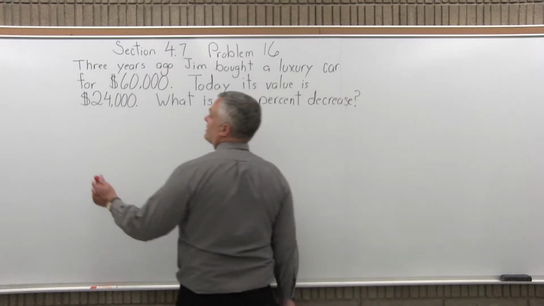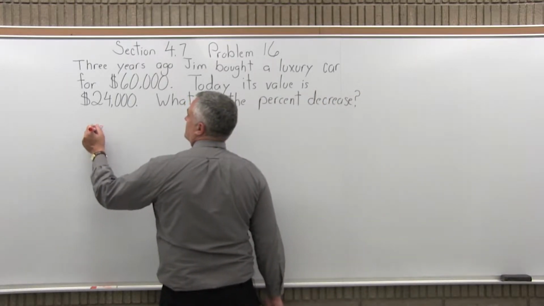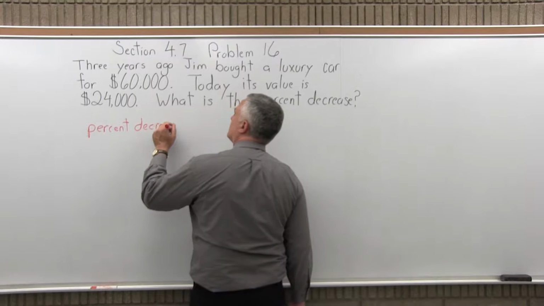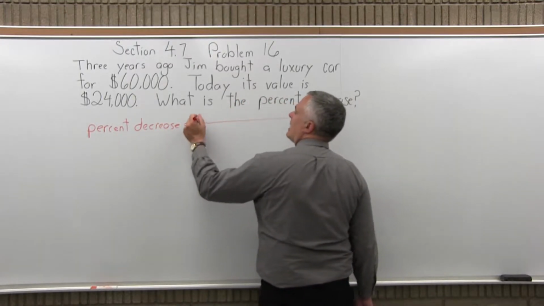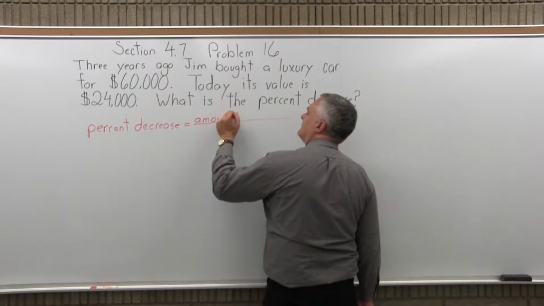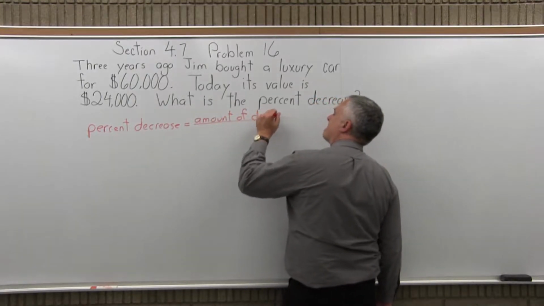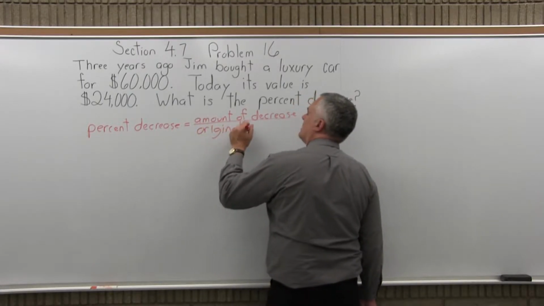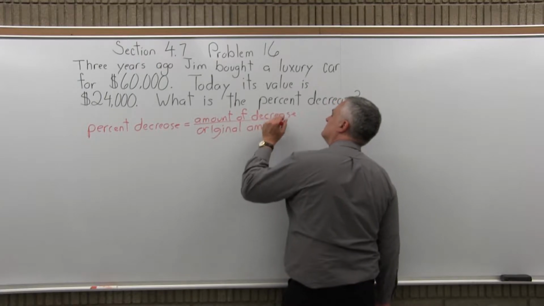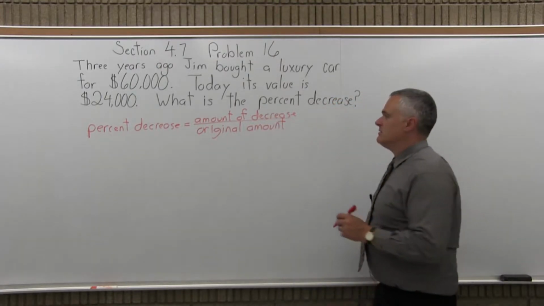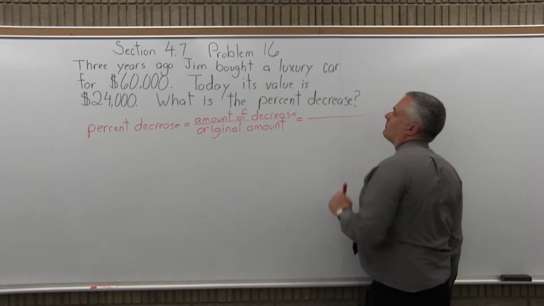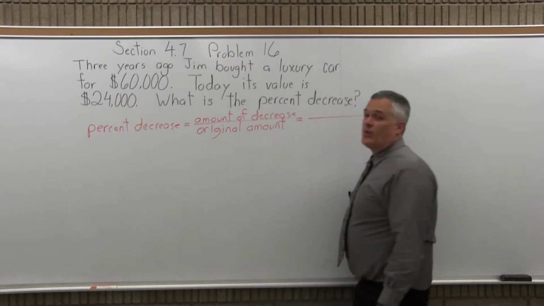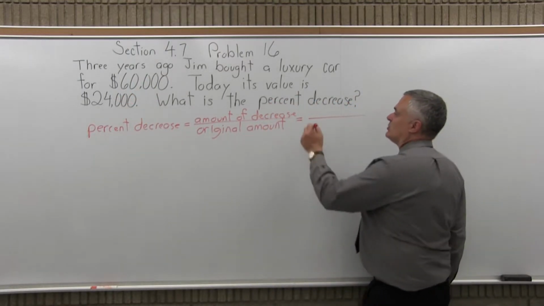So we have a formula for percent decrease. It is percent decrease equals amount of decrease over original amount. That's the formula. So, the amount of the decrease, the value of the car went from $60,000 down to $24,000. That's a decrease of $36,000.